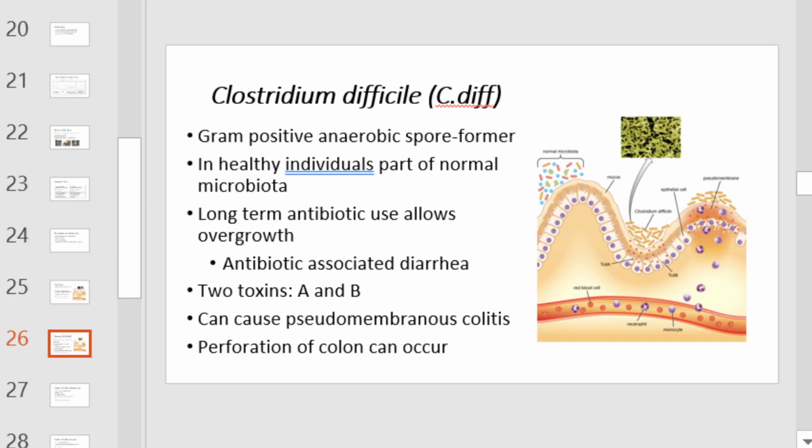Clostridium difficile, or C. diff, is a gram-positive anaerobic spore-forming organism. In healthy individuals, it can be part of the normal microbiota. Long-term antibiotic use allows for its overgrowth and causes antibiotic-associated diarrhea. It produces two toxins, an A and a B. It can cause pseudomembranous colitis, and perforation of the colon can occur.